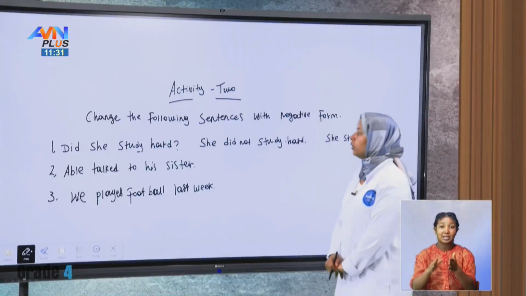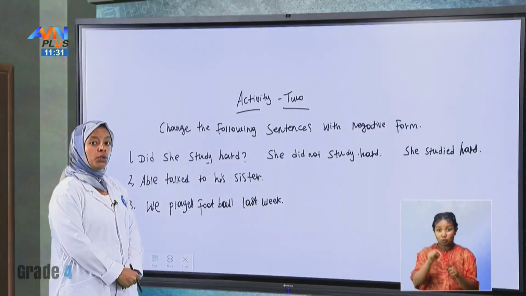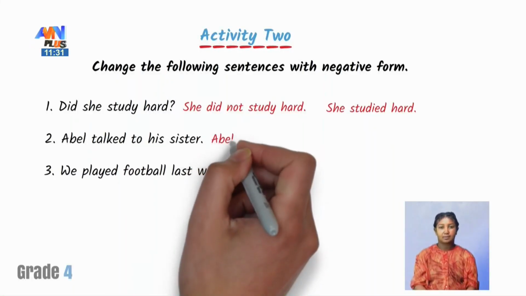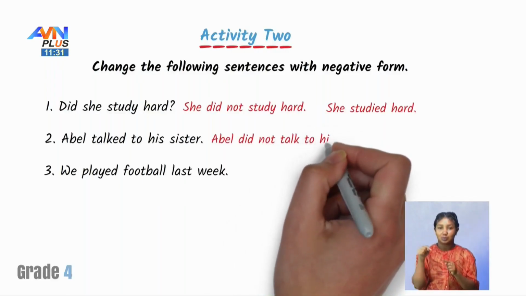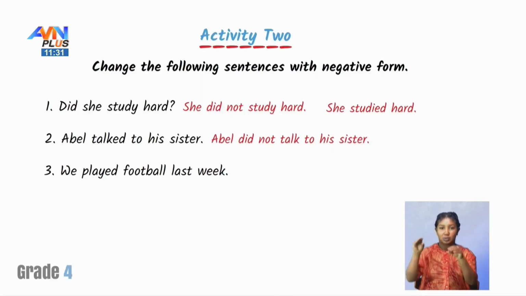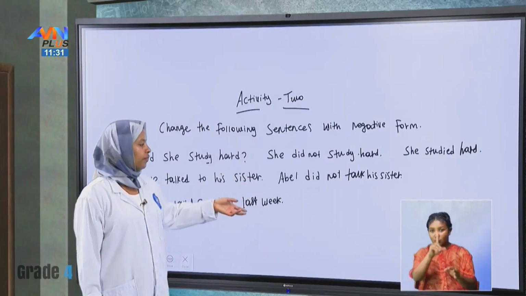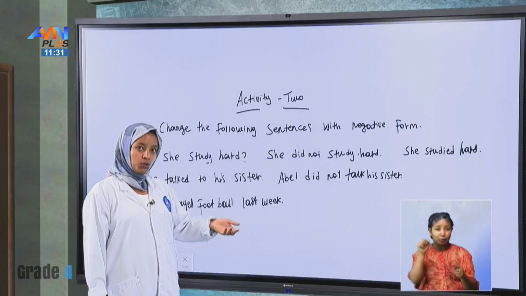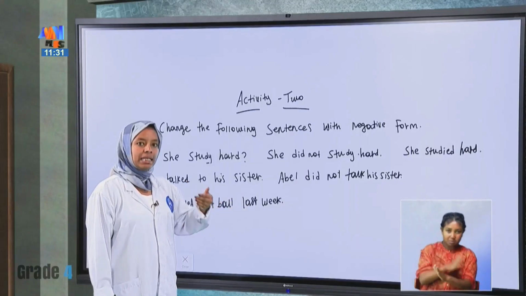So, the next example, Abel talked to his sister. Abel talked to his sister. So, easily, Abel did not talk to his sister. Students, let us make even this question number 2, this sentence, as a question. For example, we can say, did Abel talk to his sister? We can do it by using did at the beginning of the sentence.